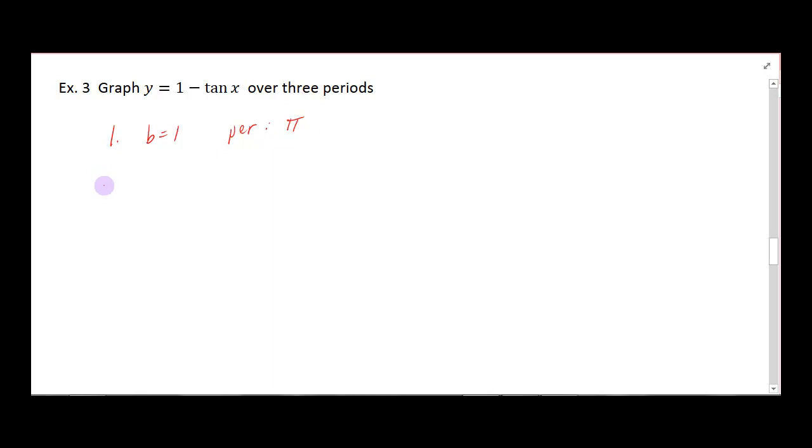The second thing I want to do is determine what the asymptotes of this function are. Remember also that asymptotes for tangent are found by solving the equations bx equals negative pi over 2 and bx equals positive pi over 2. Since b in each of these cases is just 1, my first set of vertical asymptotes occurs at negative and positive pi over 2.